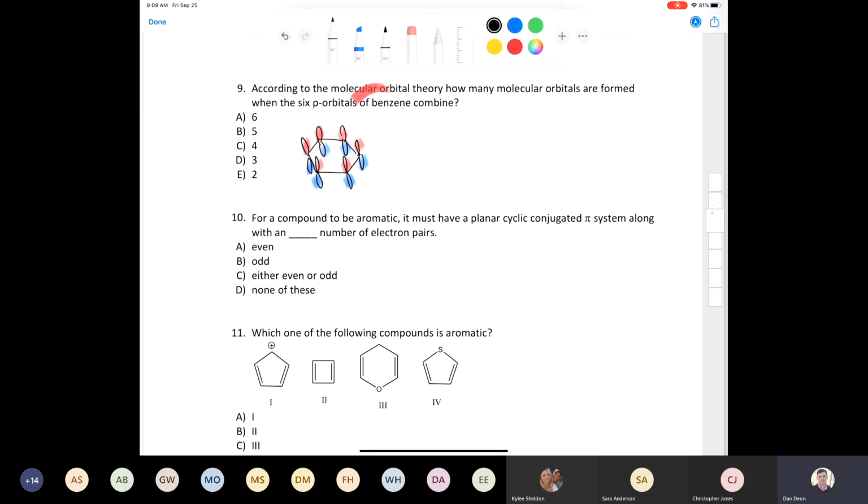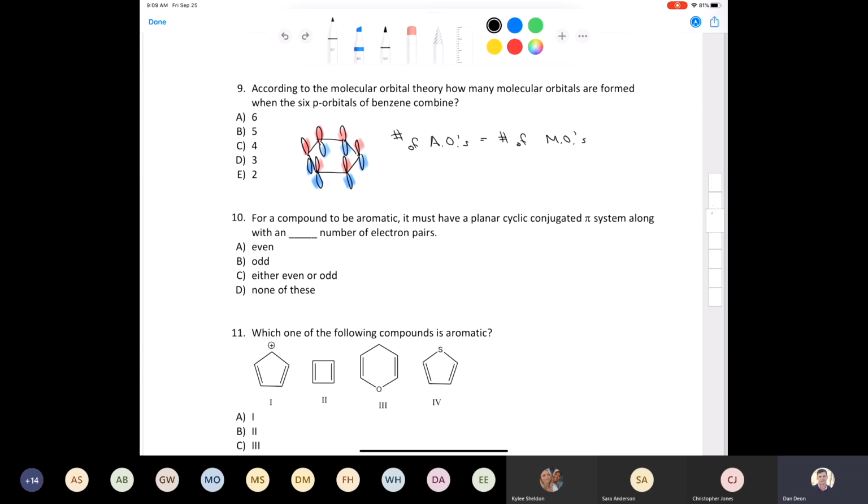Yeah, thanks, Sarah. The answer is 6. Remember that the number of atomic orbitals is equal to the number of molecular orbitals. Okay, they're exactly equal. Alrighty, let's move on from there.